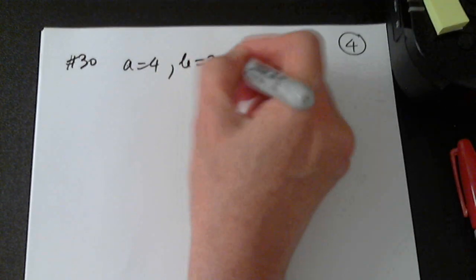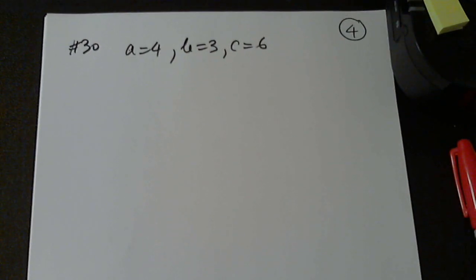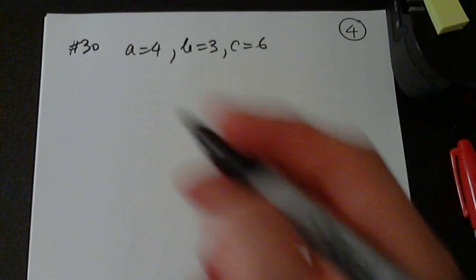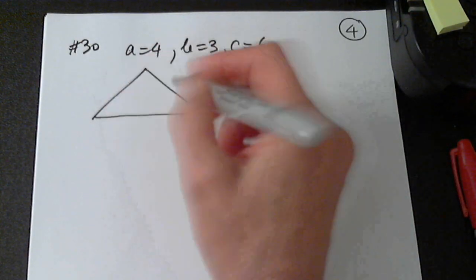B equals 3, C equals 6. Fine. They're asking us, again, the same question. Solve the triangle. Okay. Before we do anything, we picture a triangle.